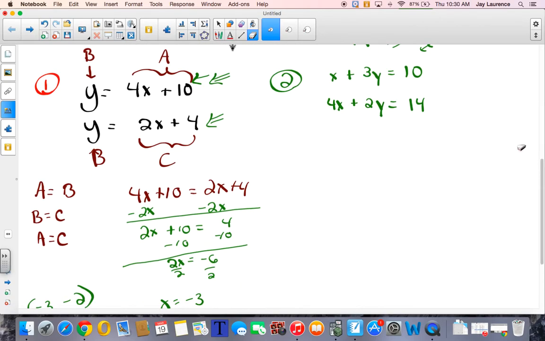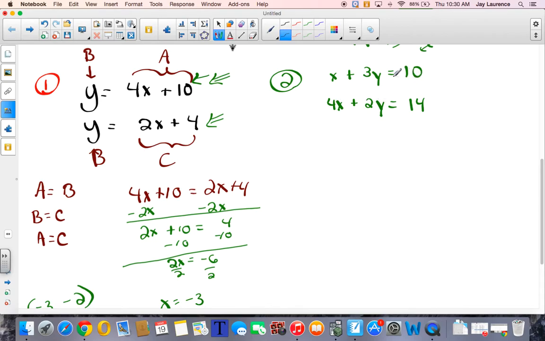Okay, now, you don't always have to substitute for y. You don't have to get the y alone. Pay attention to this because some of you will just go, oh, I'm going to always get the y alone. No, that'd be foolish. Look at this system. We've got x plus 3y equals 10, and we've got 4x plus 2y equals 14.